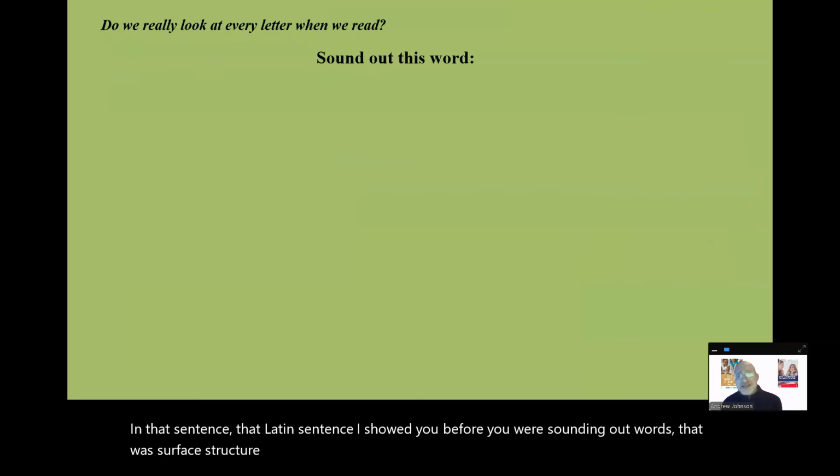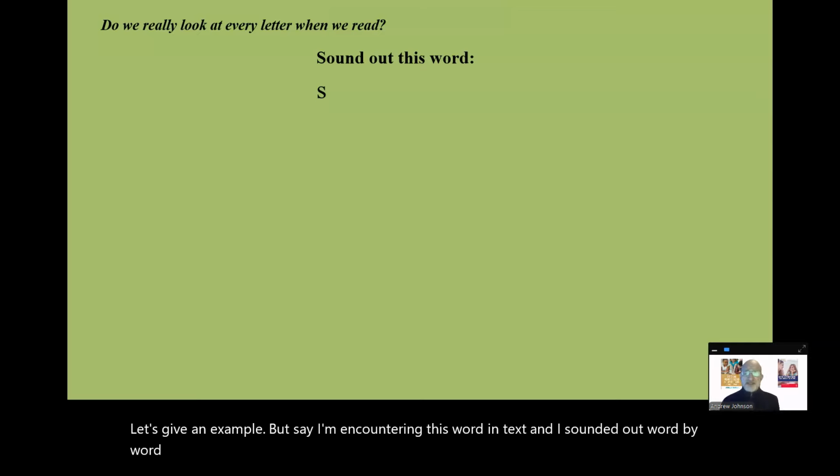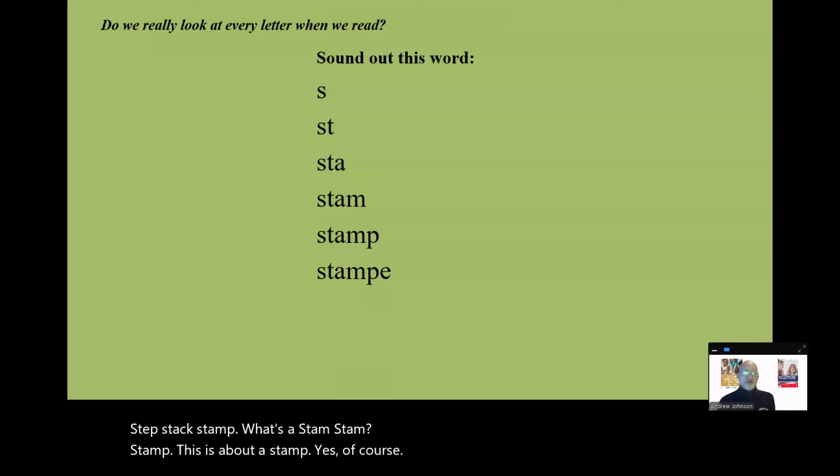So, do we really look at every letter when we sound out words? Do you really think so? Well, let's give an example. Let's say I'm encountering this word in text and I sound it out letter by letter. I'd go something like this. S, st, st, st, st. Sta, sta, sta. Stam? What's a stam? Stam. Oh, stamp. This is about a stamp. Yes, of course. Wait a minute. Stampy? I don't know what a stampy is.